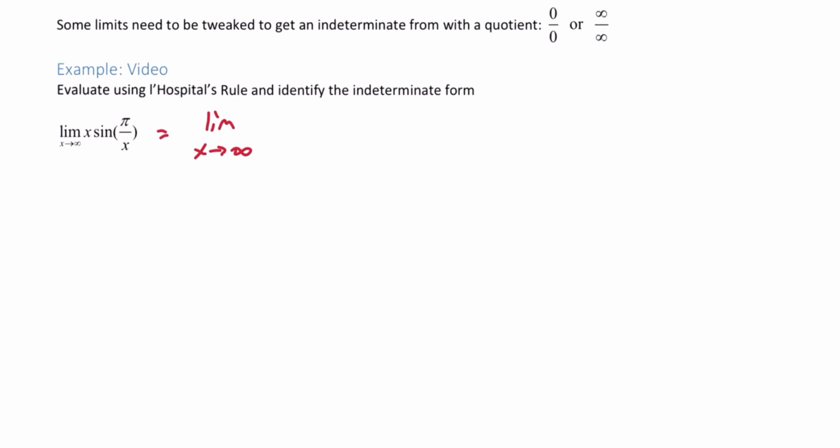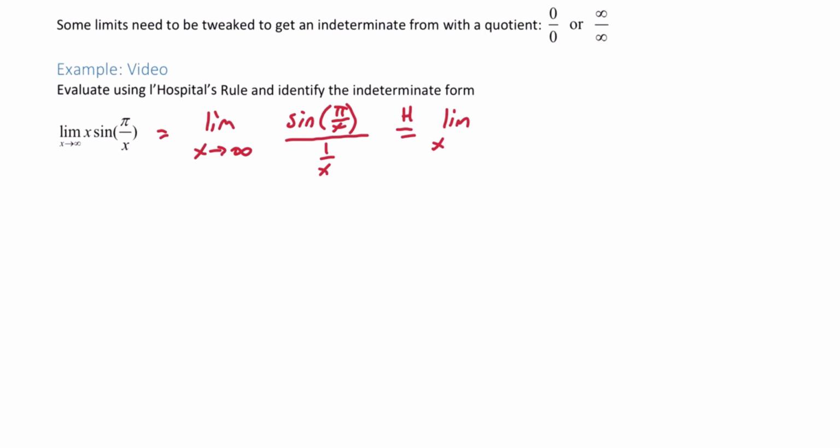of sine of pi over x divided by 1 over x. We're rewriting the function instead of x times the sine function. We have the sine divided by the reciprocal of x. Now we have an indeterminate form, which means we can use L'Hopital's rule.